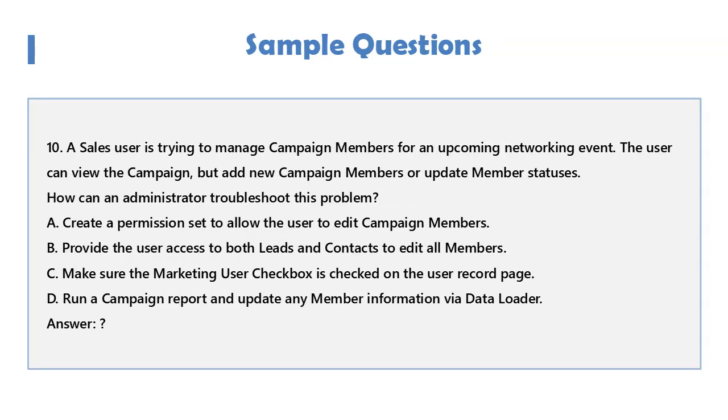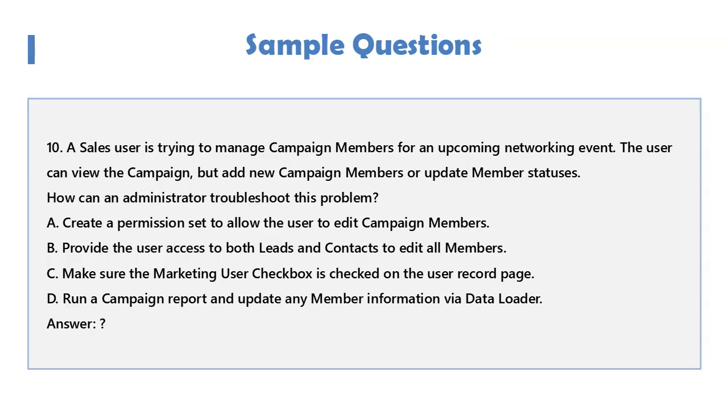10. A sales user is trying to manage campaign members for an upcoming networking event. The user can view the campaign, but cannot add new campaign members or update member statuses. How can an administrator troubleshoot this problem? A. Create a permission set to allow the user to edit campaign members.